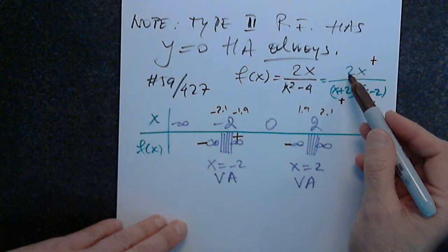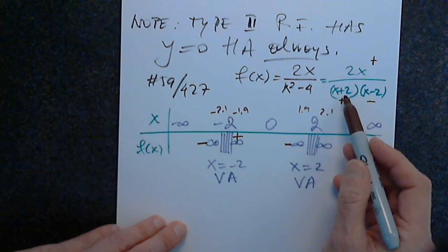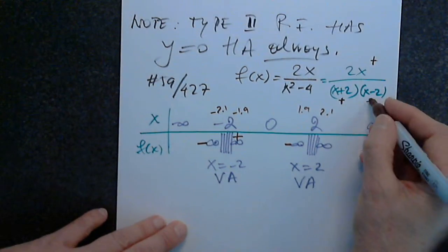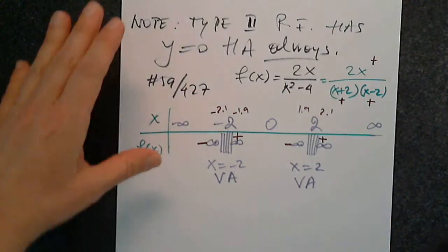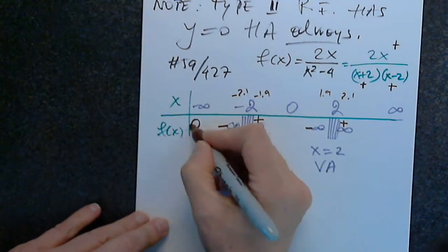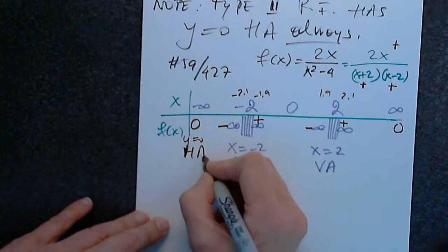Finally, 2 times 2.1. Positive. 2.1 plus 2. 2.1 minus 2. Positive. Done. What did we say the end behavior would be for type 2 always? Oh, the 0. Very good. Y equals 0 is a horizontal asymptote.